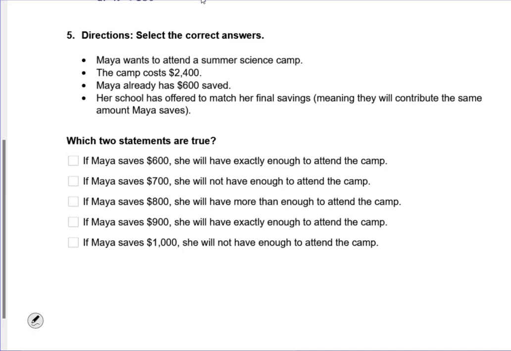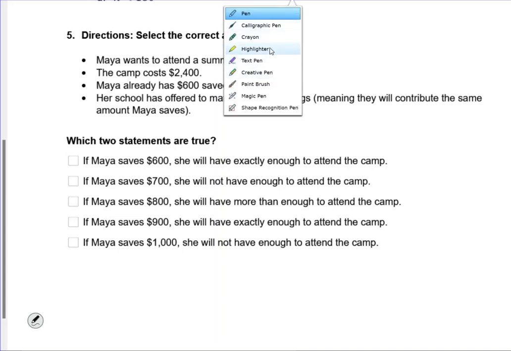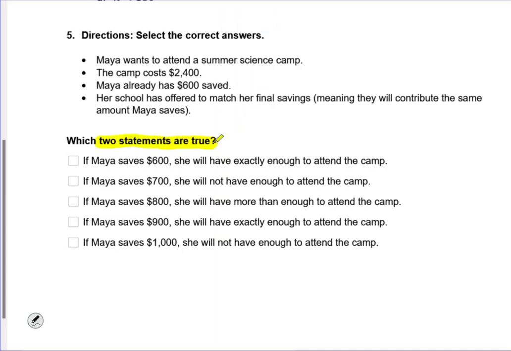Alright, this question says, first of all, select the correct answers, and also, just looking ahead, it says select two statements that are true. Maya wants to attend a summer science camp. The camp costs $2,400. Maya already has $600 saved. Her school has offered to match her final savings, meaning they will contribute the same amount as Maya. So basically, whatever Maya has saved, they will double it. They will multiply it by whatever she has saved.